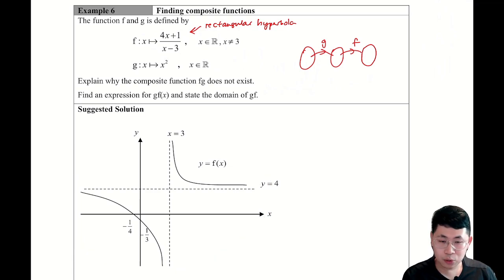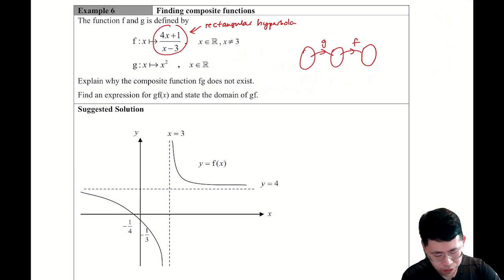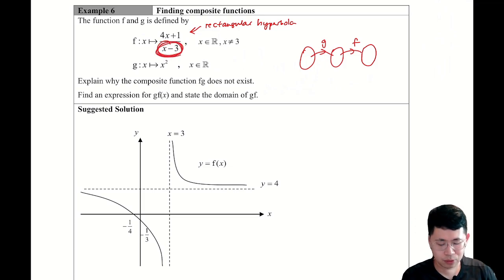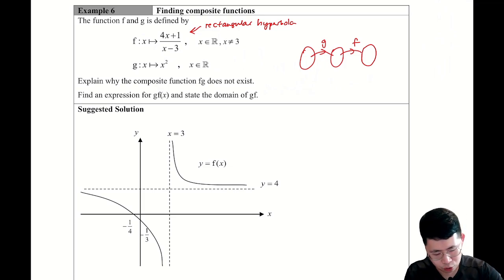Now, if you're wondering how we get this graph, we can do long division and expose the 4 out here. Using the denominator, x minus 3 equals 0, so x equals 3 is the vertical asymptote. This is how we get the graph. Then what do we do next is, let's check out the range of g. This function g is actually a parabola, x squared.